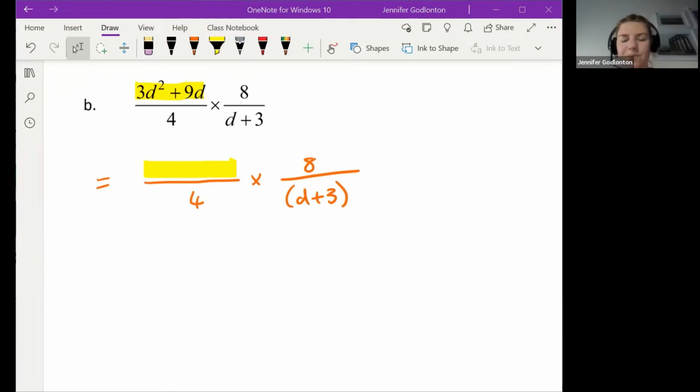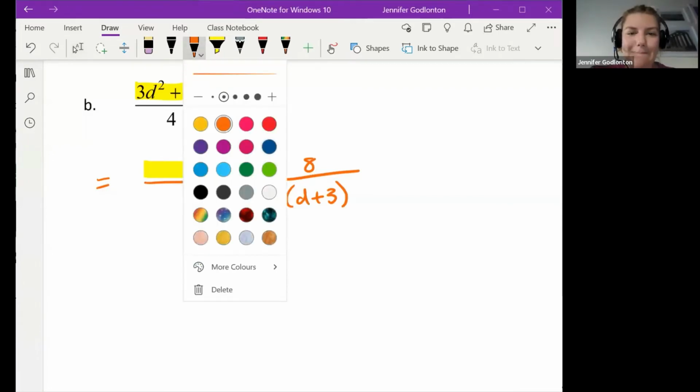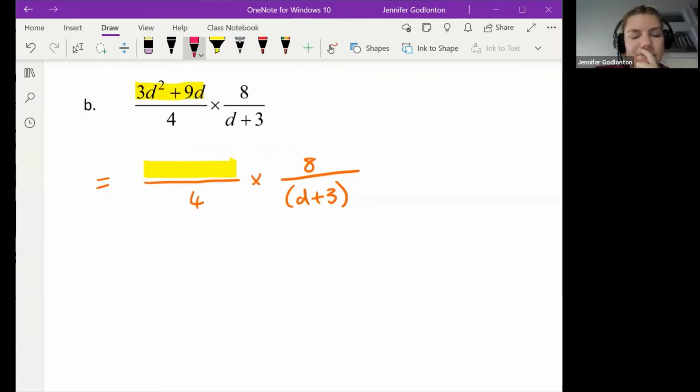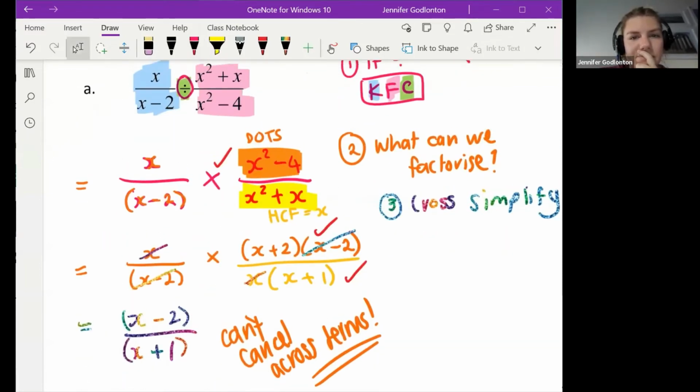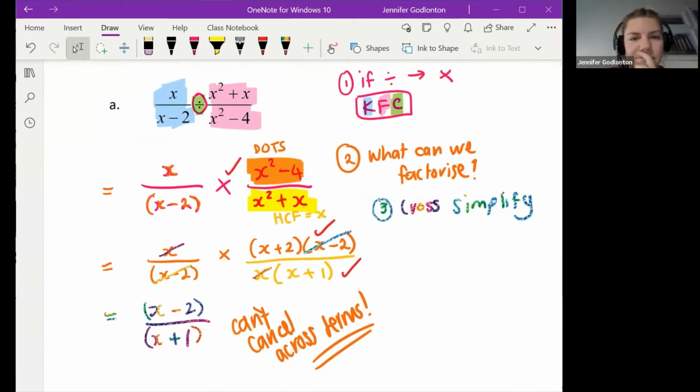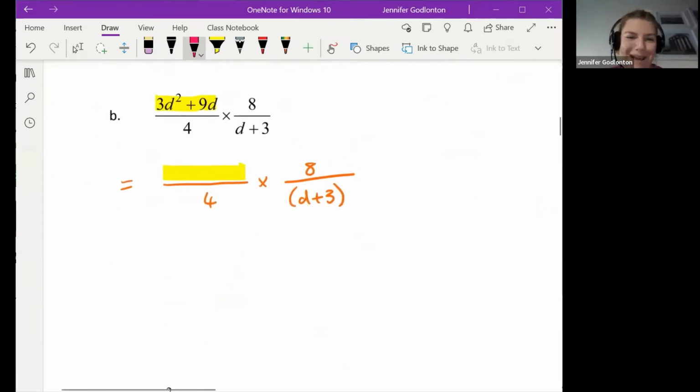Nkateko, how can I help? Hi, ma'am. Is it a must to change the sign to multiplication? Because in the previous question we had division, and now you changed it to multiplication. Is it a must to change it into multiplication all the time? If it's a division sign, you have to change it to a multiplication sign. Okay, thank you.